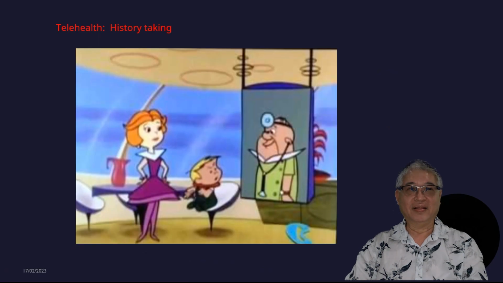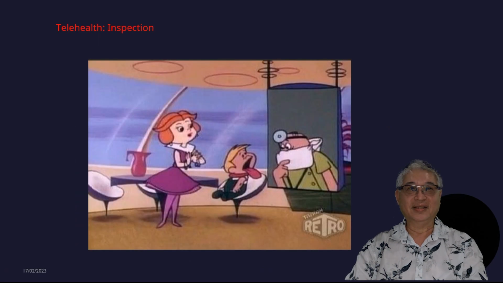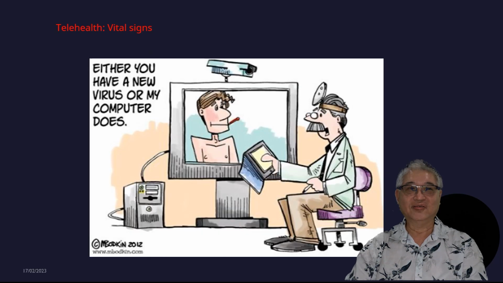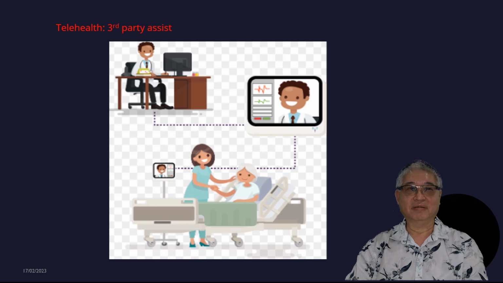We do history taking, followed by inspection. Not all areas are obviously available for inspection on telehealth. And for the vital signs, the patient can monitor their blood pressure and temperature and tell you what they are, or if there's a third person, a nurse in the house or some medical personnel, they can help you to monitor the vital signs as well. So sometimes it's good to have a third party assist.